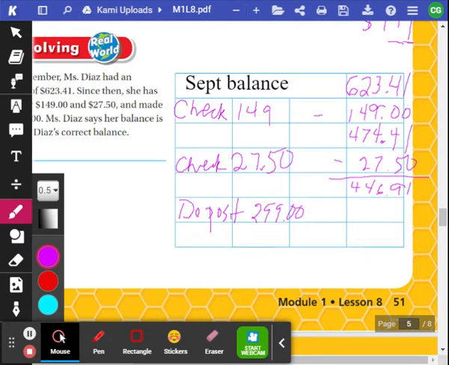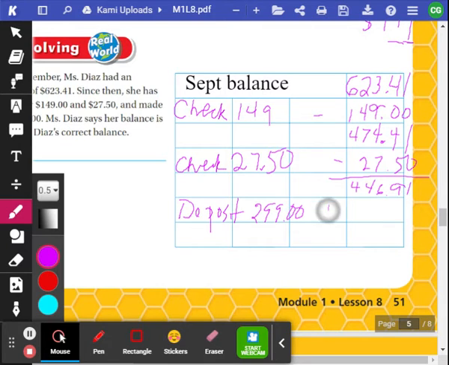1 plus 0 equals 1. 9 plus 5 equals 14. I regroup. That's 13, 14. It's right here. Regroup. 4, 5, 6, 7. That's correct. And then 4. Very good.